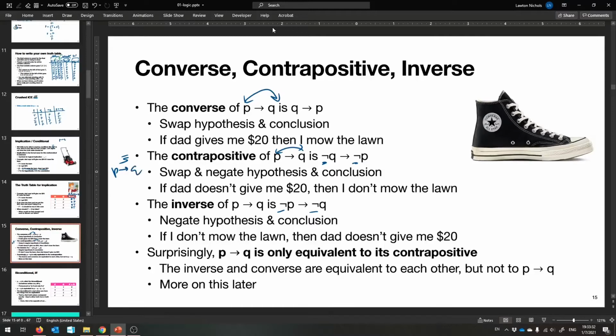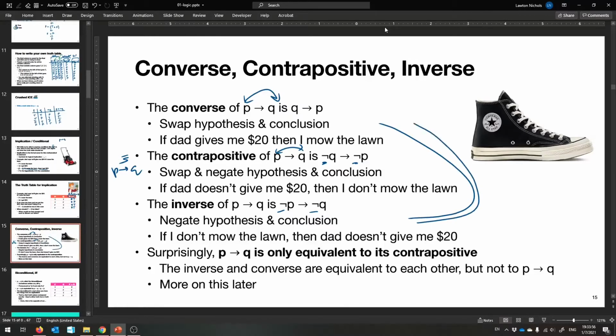And it just so happens that the contrapositive is equivalent to if P then Q. You can use a truth table to figure that out. It has the same true and false values as P implies Q. Interesting, huh? Whereas these two do not. They're not equivalent to saying if P then Q. Swapping them around is not equivalent. But they're equivalent to themselves.